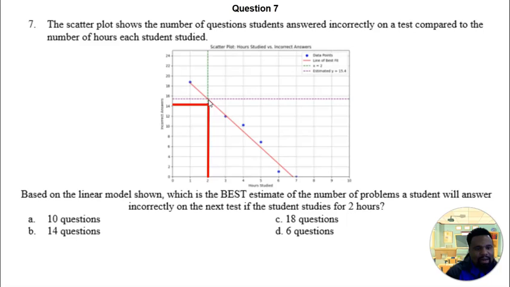So if I went to my line of best fit, we'll say about 15, or 15.5 or something like that. It's relatively close to 16, but it's closer to 14 than it is to 18. So we will say that B would be the answer for that particular one, because we'll approximate it.